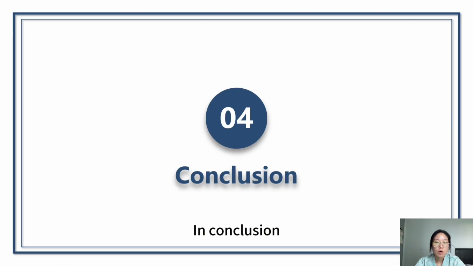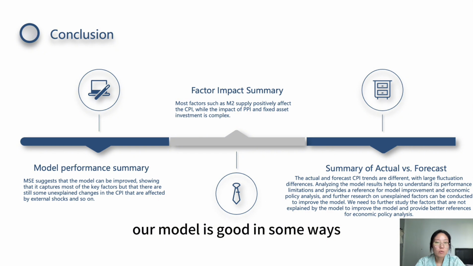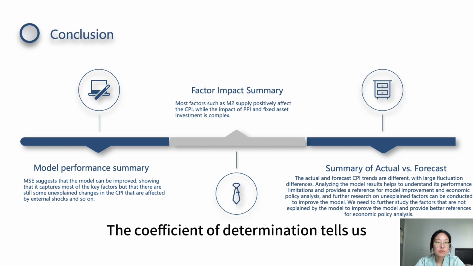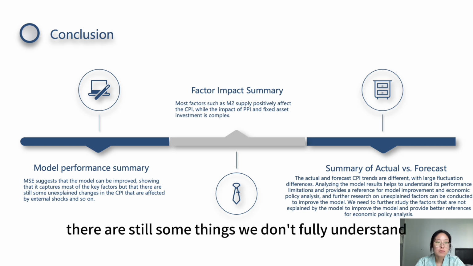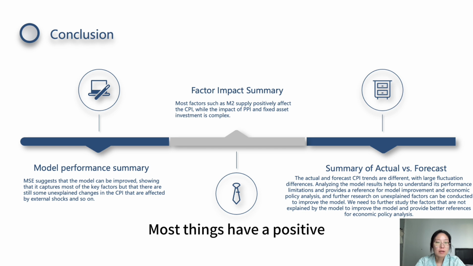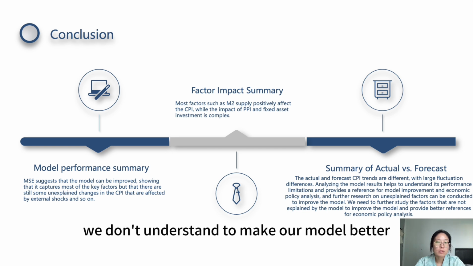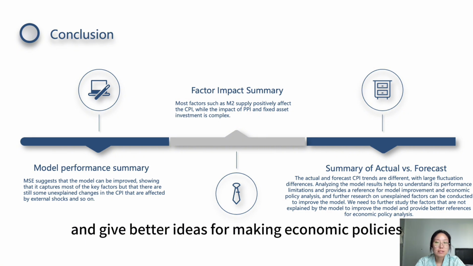In conclusion, our model is good in some ways, but it can be improved. The mean square error shows us where we can make the model better. The coefficient of determination tells us there are still some things we don't fully understand. Most things have a positive effect on the CPI, but some are more complex. In the future, we need to study those things we don't understand to make our model better and give better ideas for making economic policies.